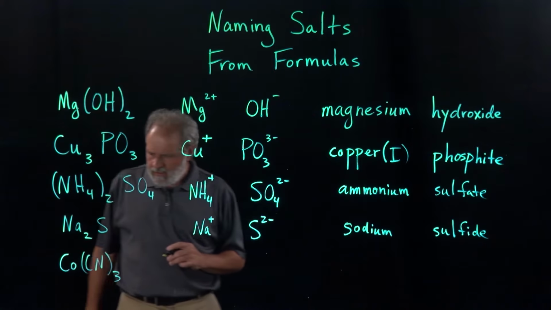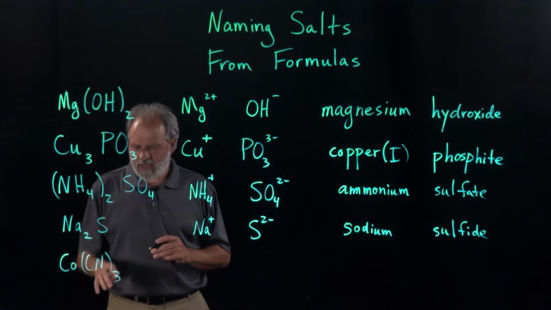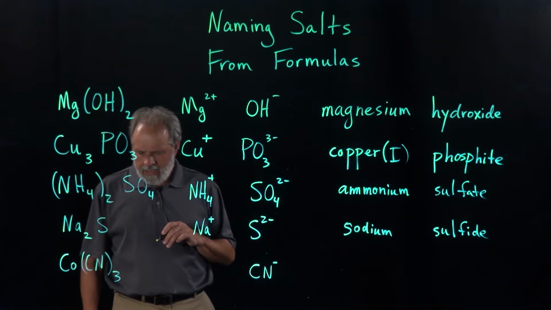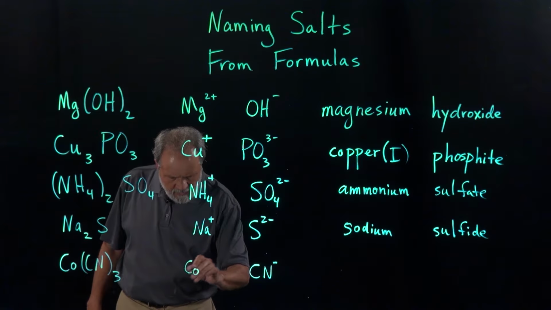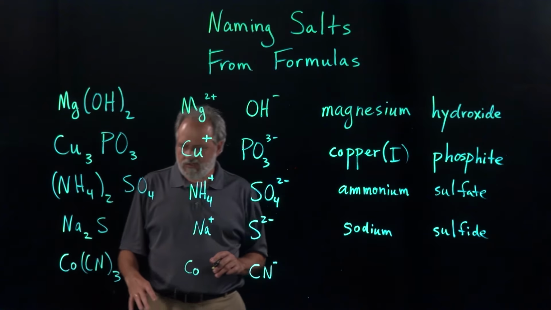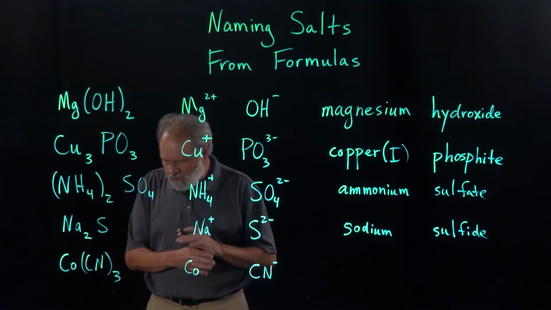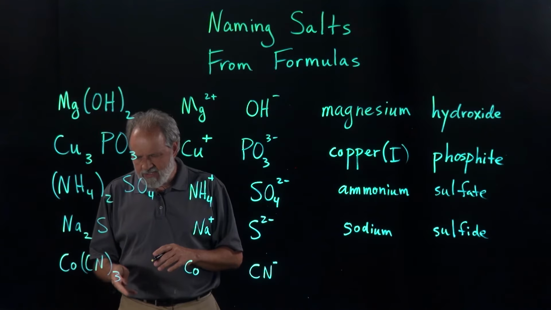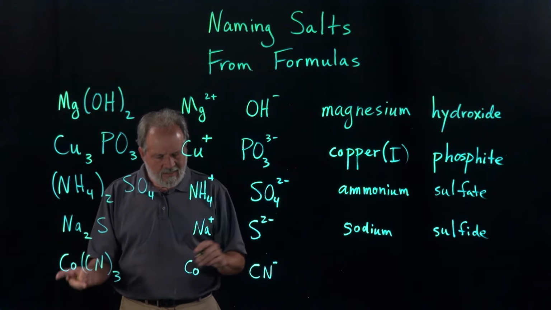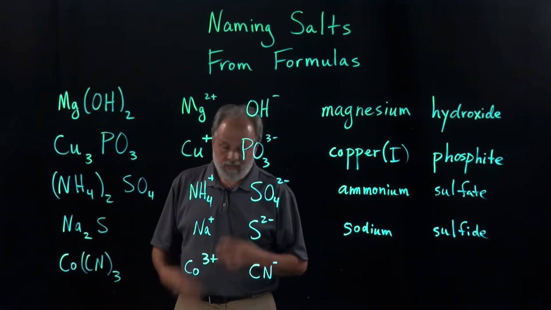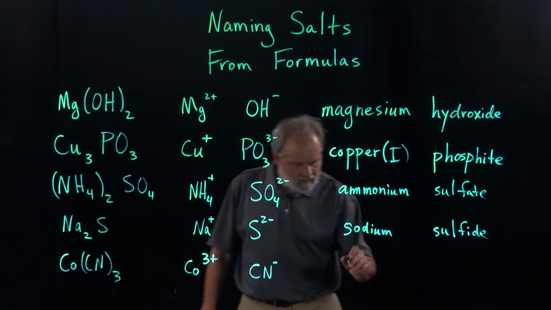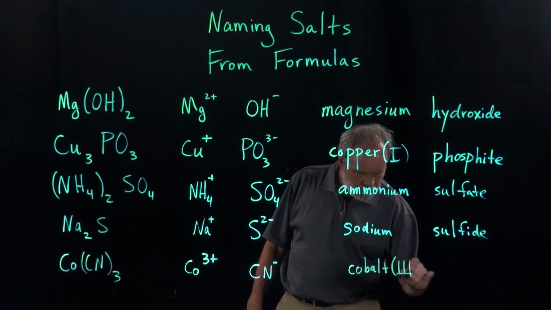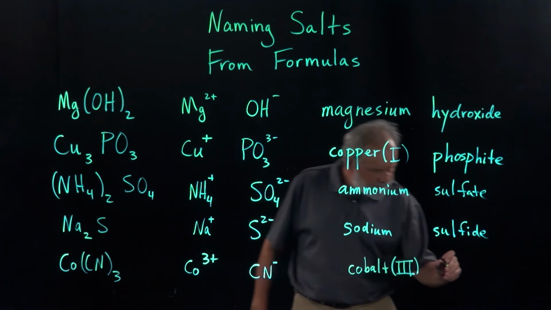And lastly, Co and then CN in parentheses 3. So we should think, first of all, cyanide. And cobalt. Now, cobalt's another one of those variable charge ones, so we have to figure out from the total negative charge what the total positive charge going to be on each cobalt. Well, 3 minus 1s is a total of 3 minus. So this has to be a total of 3 plus, but that total 3 plus is only on 1 atom, so that's cobalt 3. So it's cobalt 3 and cyanide.